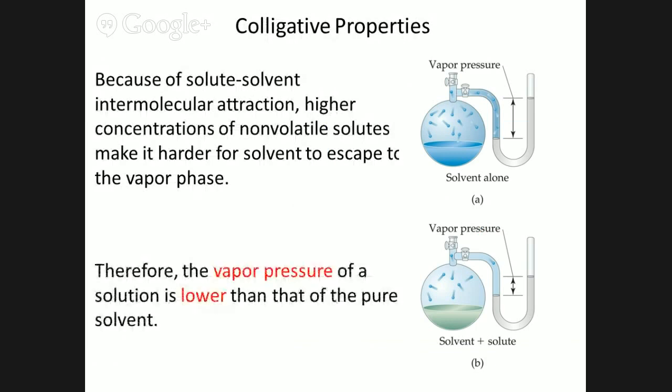Basically, this is just an example of vapor pressure that can be changed. In the top diagram, we have just solvent by itself, and so there's a certain amount of vapor pressure above it. We add some solute to that, and notice that the vapor pressure is now lower in the gas above the solution.